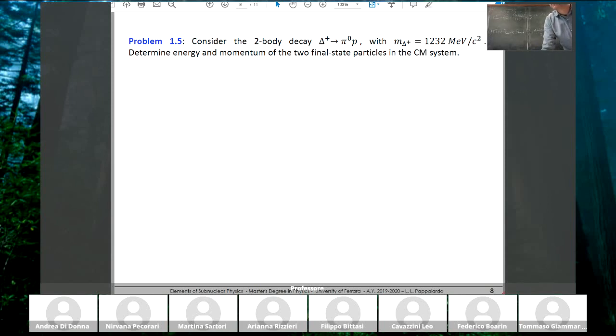So consider the two-body decay. Now we switch to decays. Consider the two-body decay delta plus into pi0 proton, with the mass of the delta plus given here. Determine energy and momentum of the two final state particles in the center of mass system. Okay, so let me clear the blackboard.